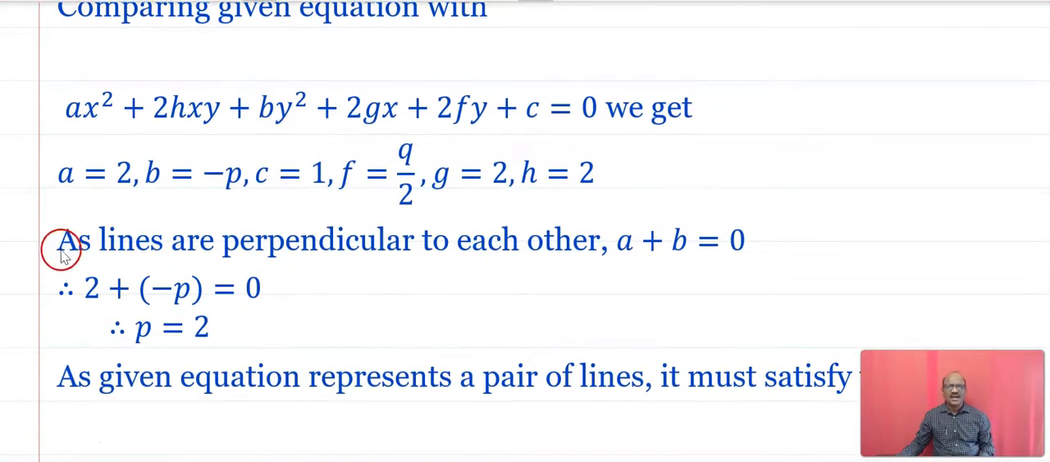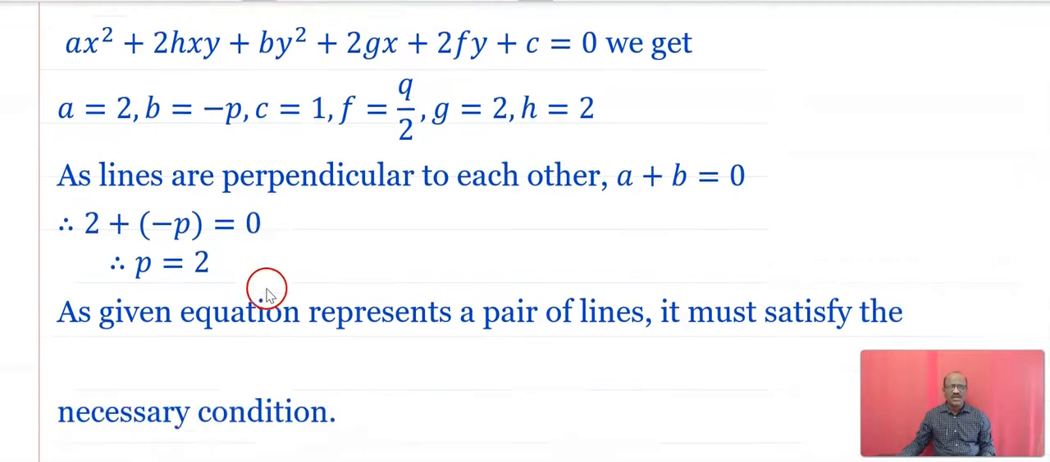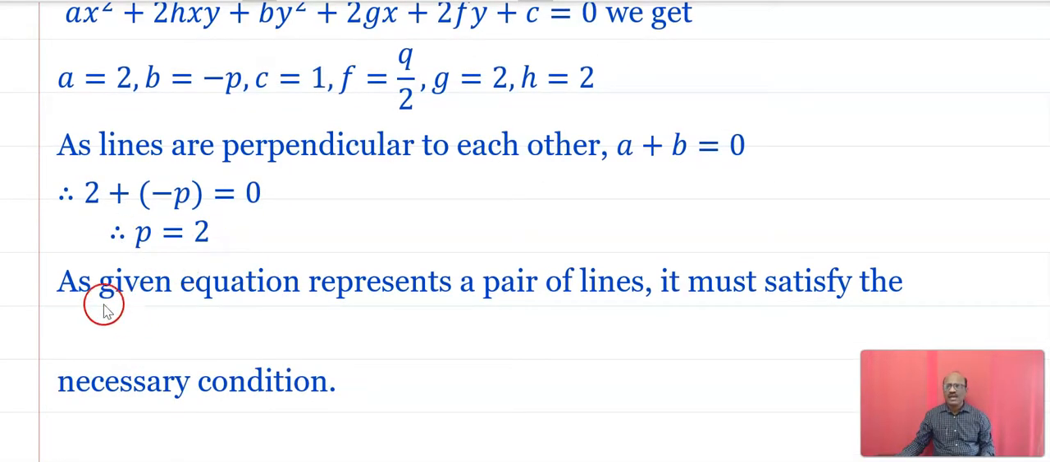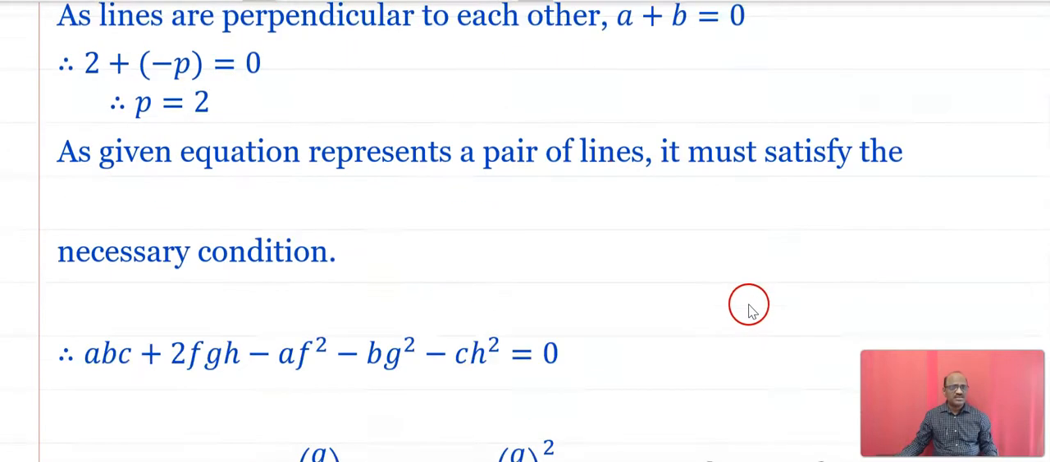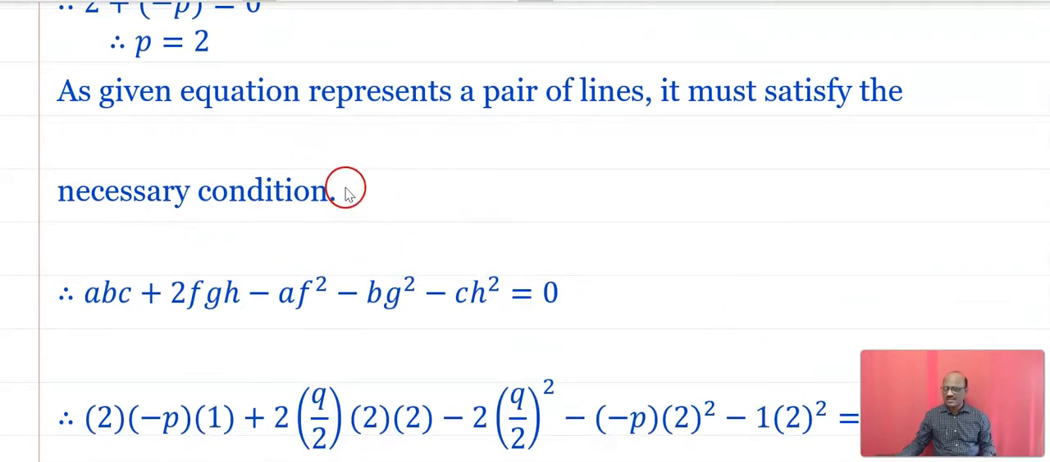And then as the lines are perpendicular to each other, what is the condition? The coefficient of x square plus coefficient of y square equals 0. Coefficient of x square is 2, coefficient of y square is minus p, that is 2 plus in bracket minus p equals 0, and hence p equals 2. As the given equation represents a pair of lines, it must satisfy the necessary condition.